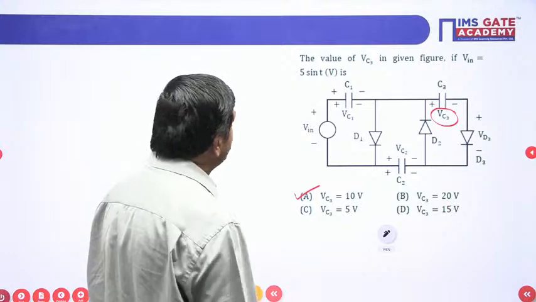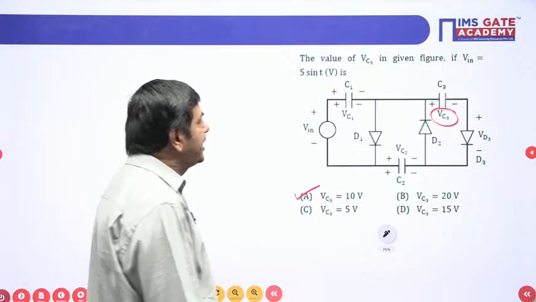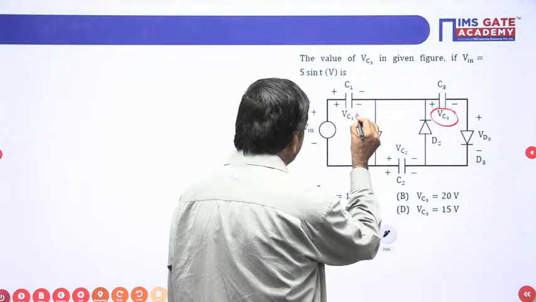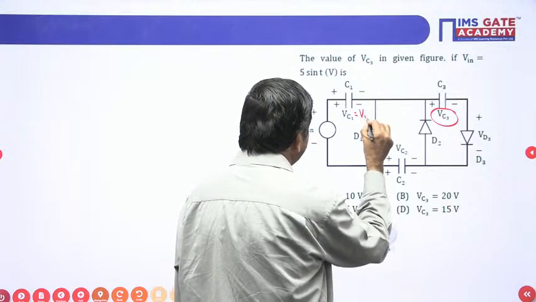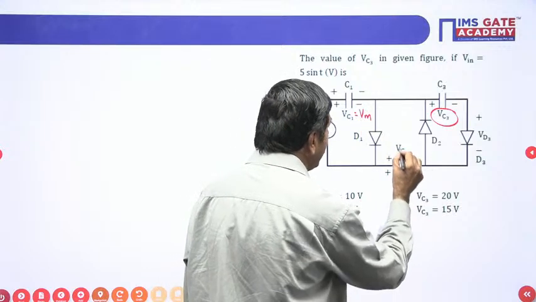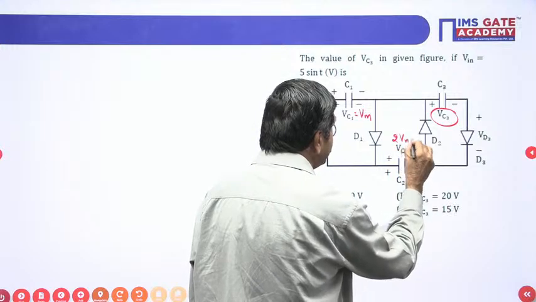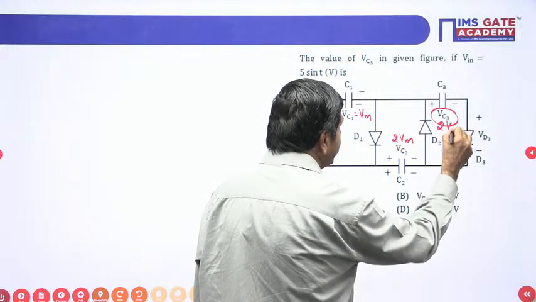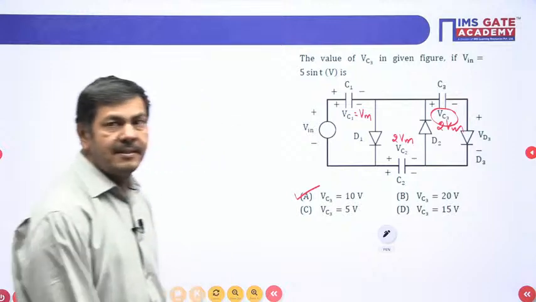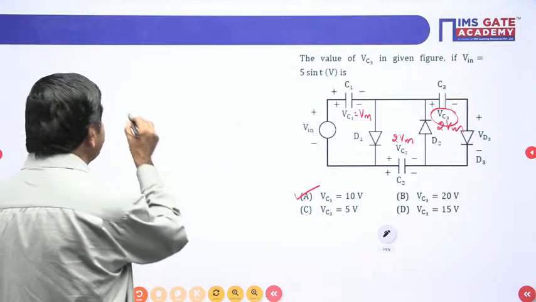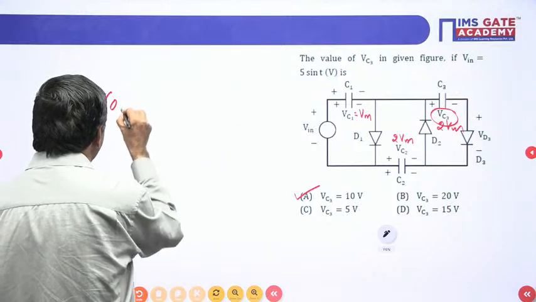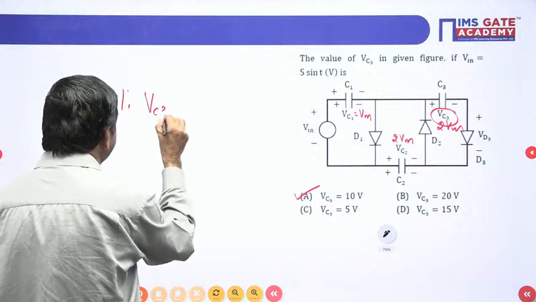But in this case, whenever a clamping circuit is given, the voltage across the first capacitor will be Vm only. The rest of the capacitors can have a voltage of 2 Vm. Whatever the number of capacitors given, you will have 2 Vm only now. And I can say here that VC3 is nothing but 2 Vm.